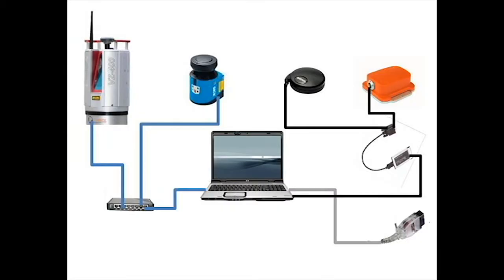The two LMS laser scanners and the Riegl 3D laser scanner were connected to a hub via Ethernet ports, and this was then connected to the laptop via Ethernet cable as well. The IMU device and the GPS were connected to the laptop via serial port, and the onboard diagnostic device was connected to the car via USB port.